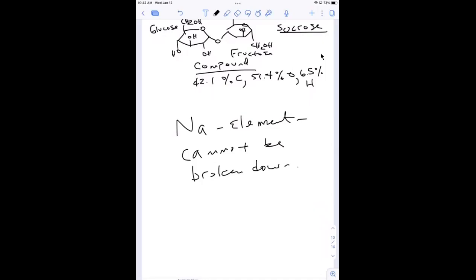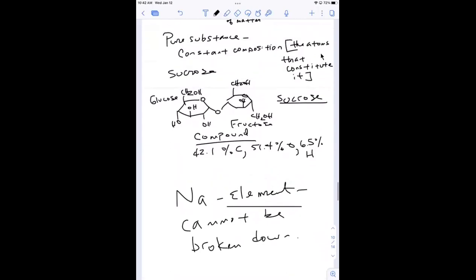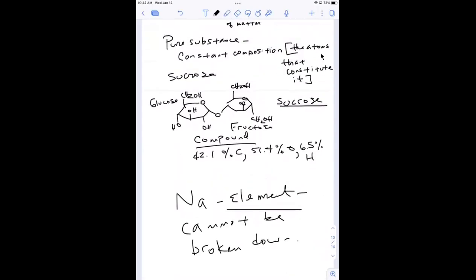Right? Sodium cannot be broken down any further than it already is. So this is an example of an element, and it's a pure substance. Again, pure substances can be either compounds or elements. Compounds have multiple atoms, different arrangements, and if you react them chemically, you can convert them into other stuff, right?